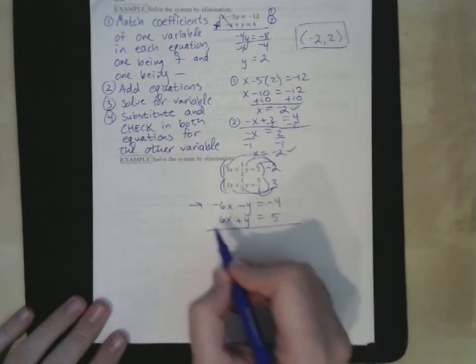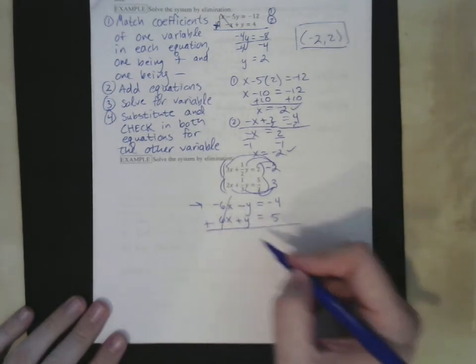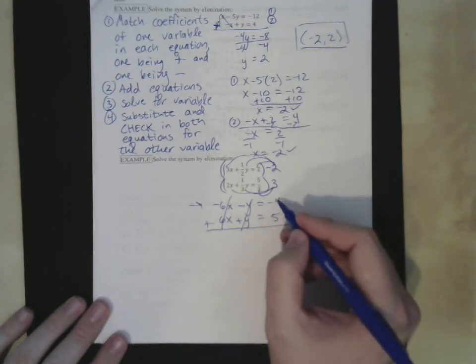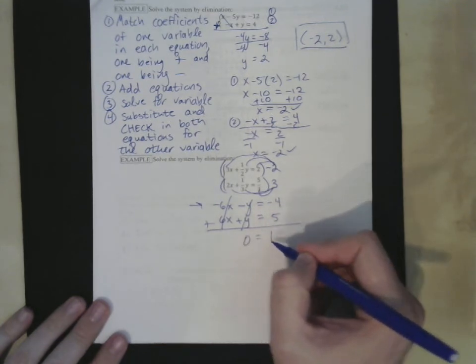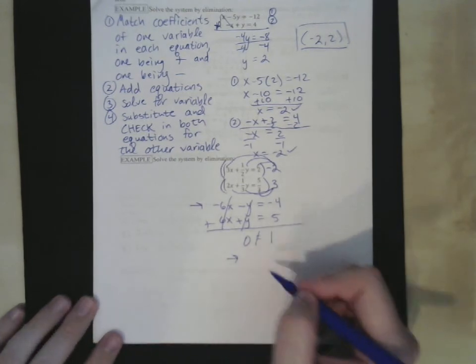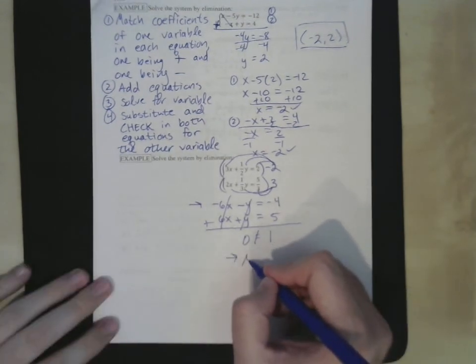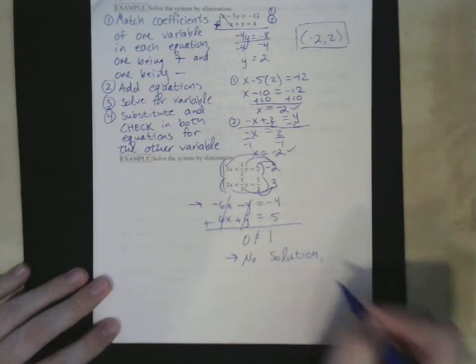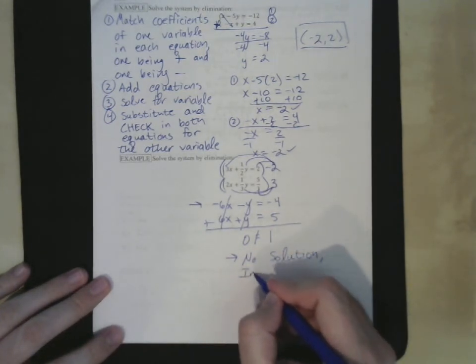Now once we add, 6x and negative 6x cancel, positive y and negative y cancel, and so we have 0 equals 1. And this is false. So remember, when we get a false equivalency, this means no solution, which means that this is an inconsistent system.